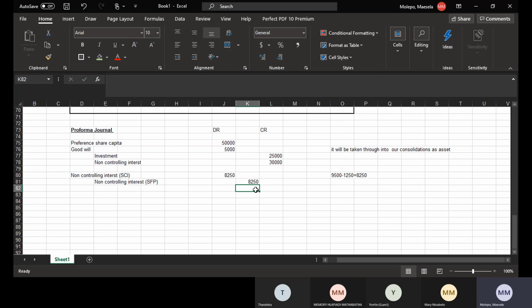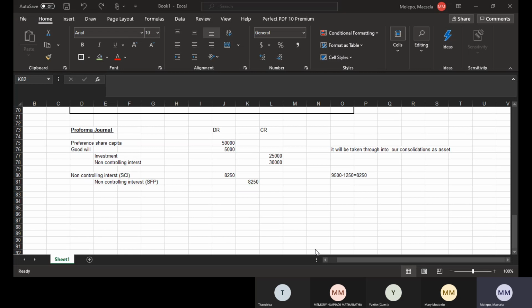But in that case, there was no preference dividend. Now, because we have a preference dividend, we have to deduct our preference dividend from the profit first. We're going to say profit less preference dividend. So whatever remains, multiplied by the percentage of NCI, will be our journal. It's no longer straight profit for the year times the minority interest or the NCI percentage.